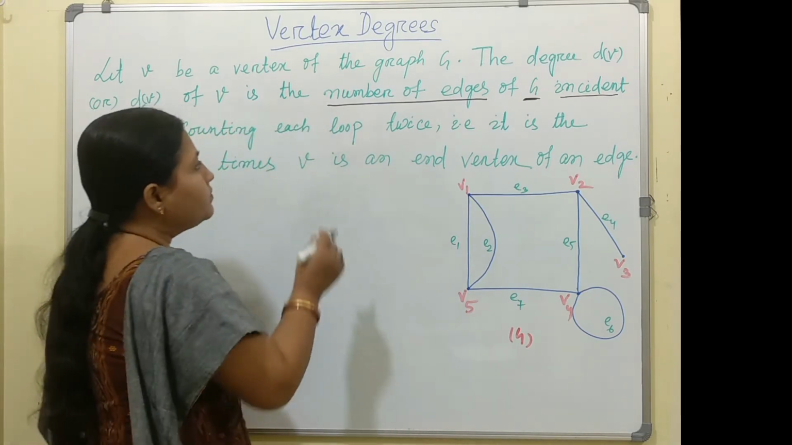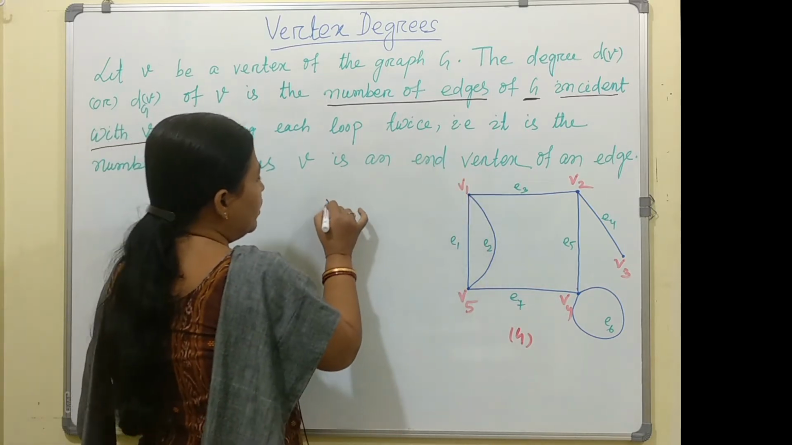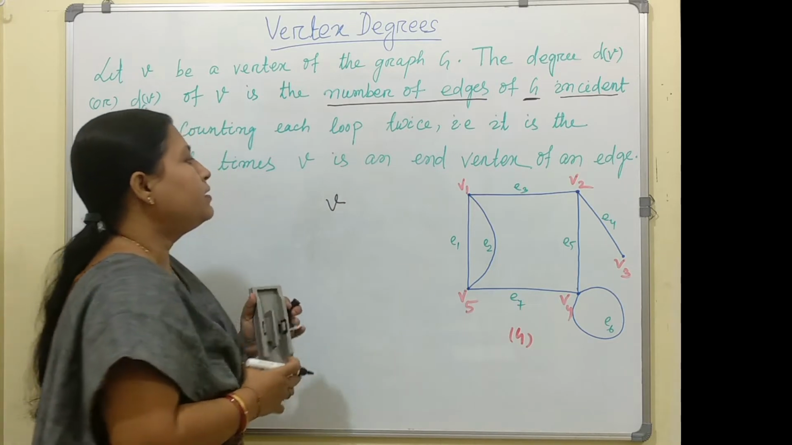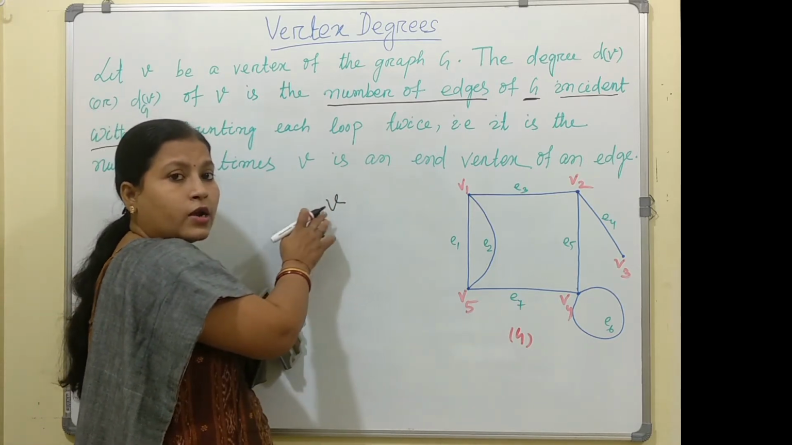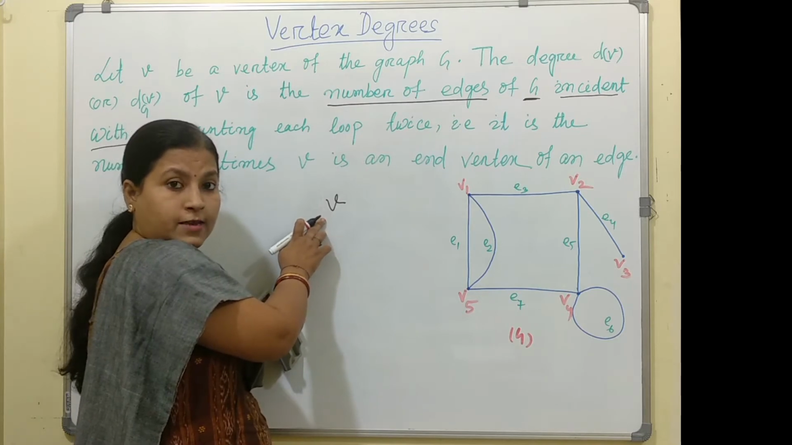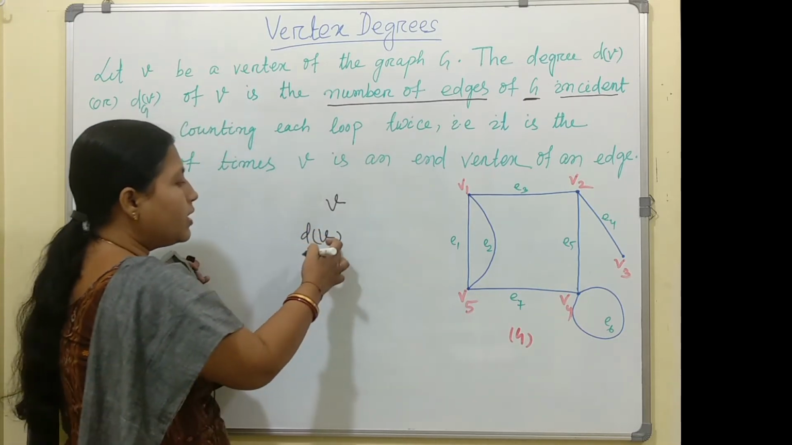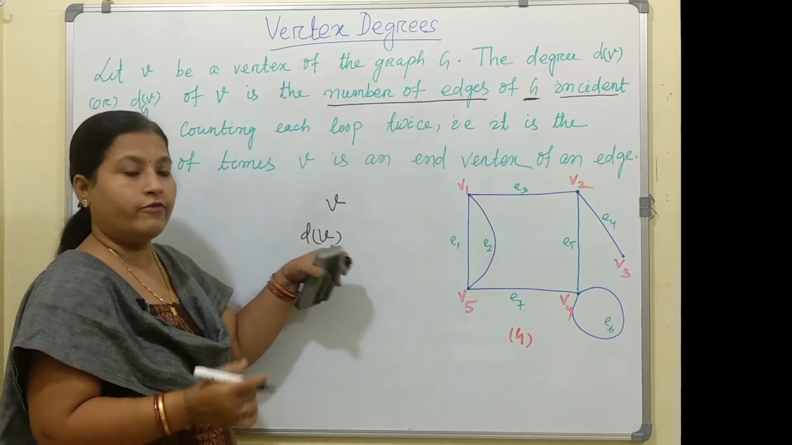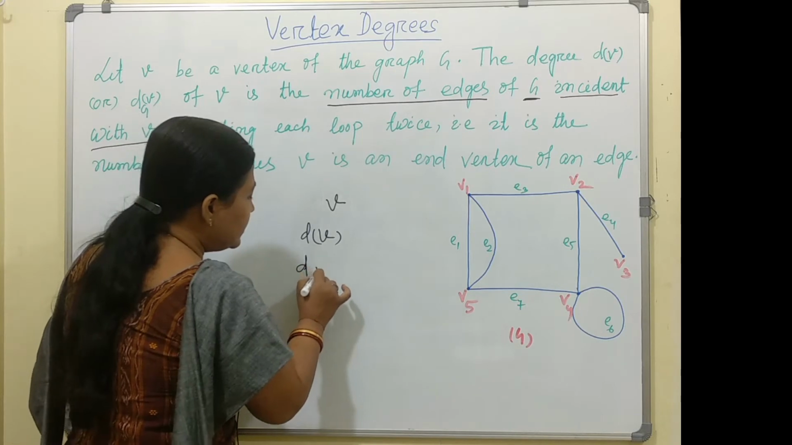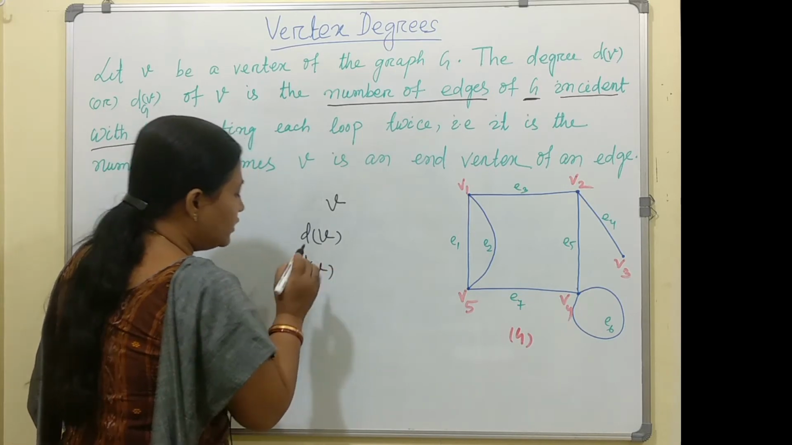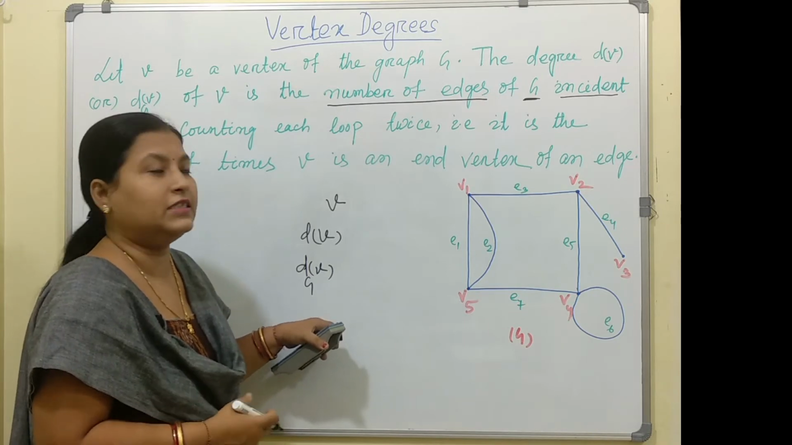That means first of all we choose the vertex and see the number of edges incident with that particular vertex V. That number is called the degree of V. We denote it as d of V. If we mention the graph G, we can say d of V with respect to the graph G.